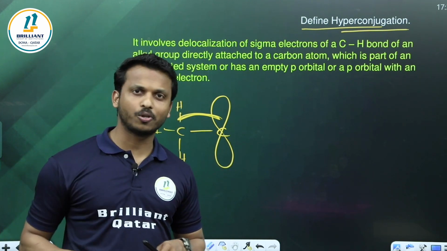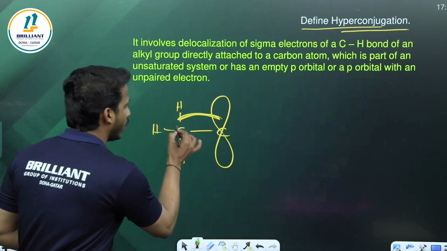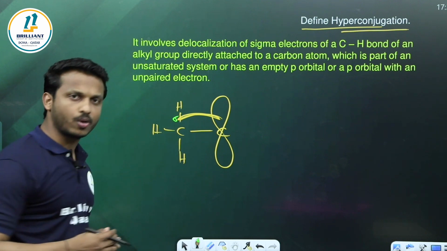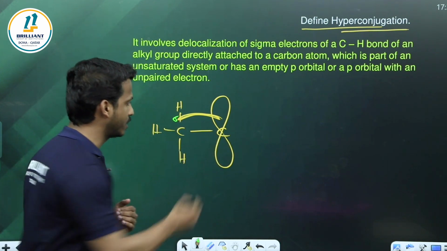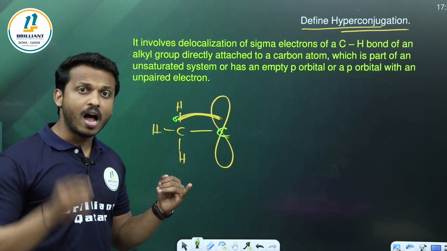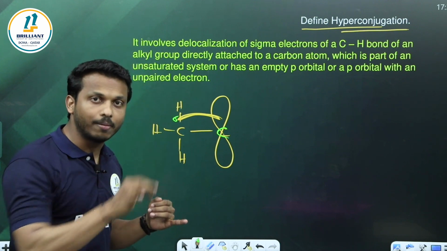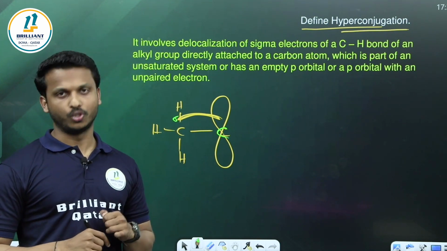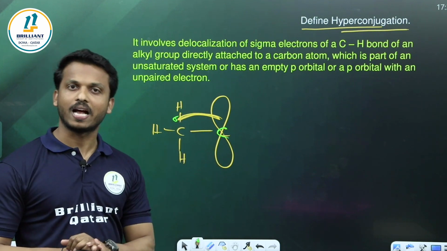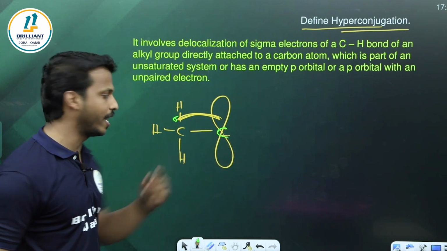What do you mean by hyperconjugation, dear all? It is the delocalization of carbon hydrogen sigma electrons of an alkyl group with the adjacent carbon, having either a double bond, or multiple bond, or it should contain an empty p orbital. This overlap is called hyperconjugation. So definition wise they can ask the question. I will tell you where we want to apply hyperconjugation in another question.